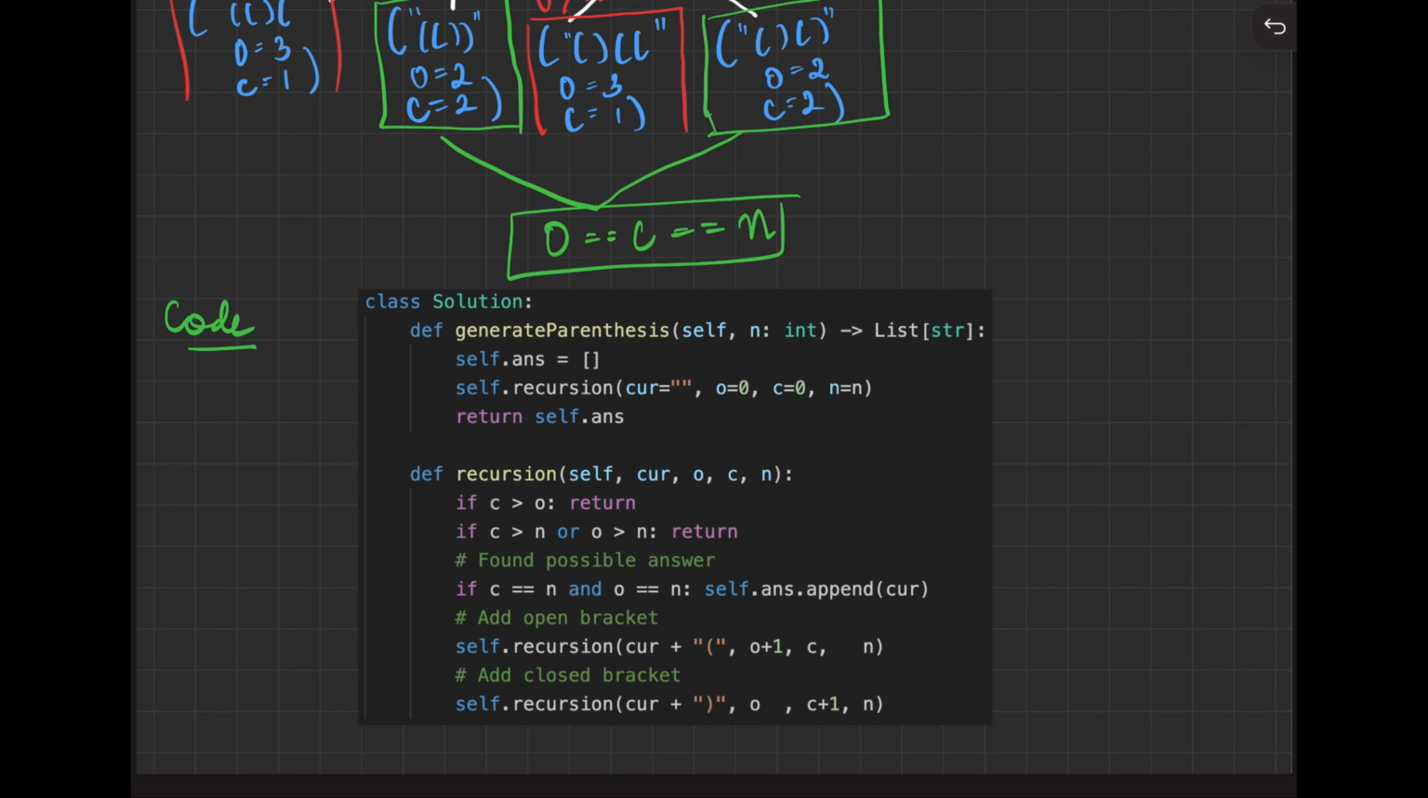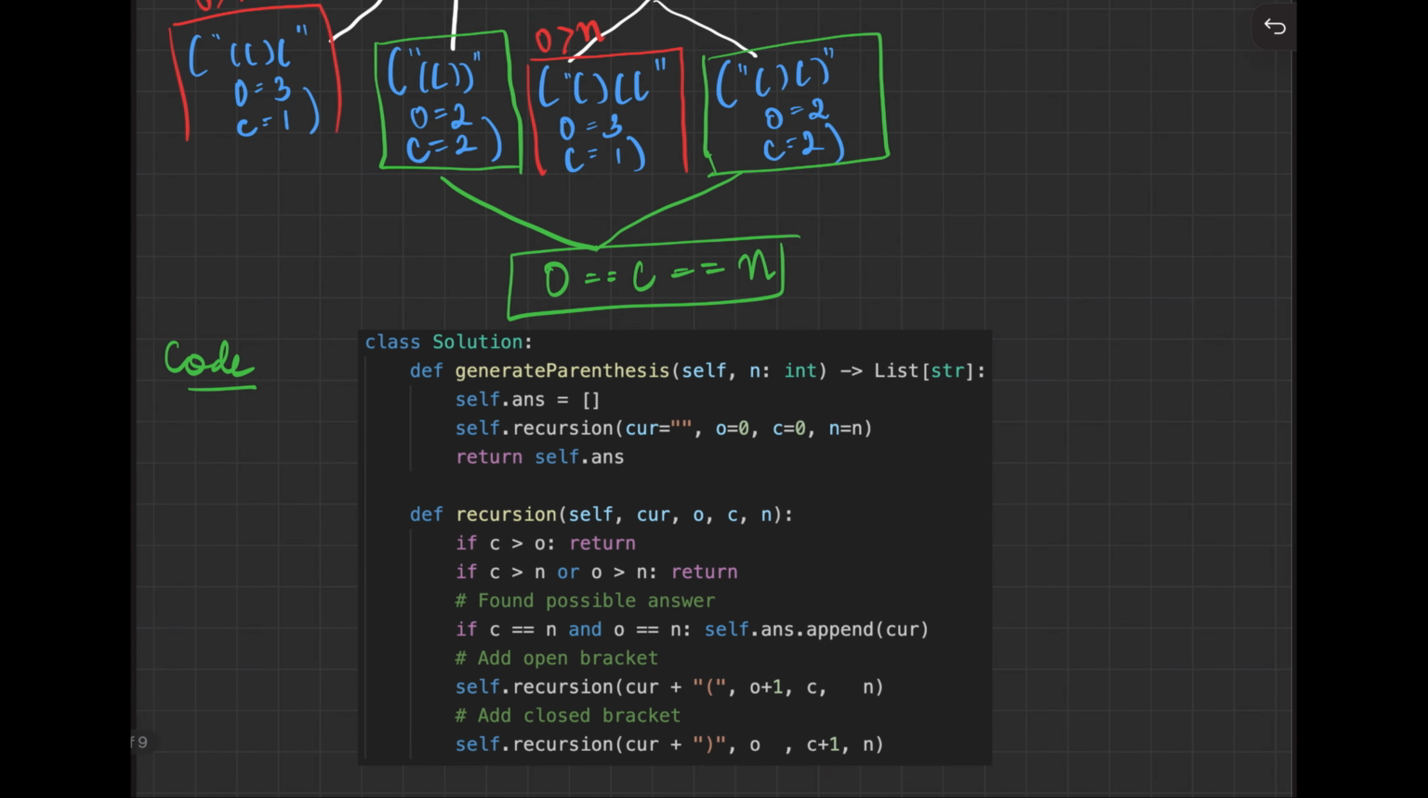The first three statements in the recursion function are our terminal statements, which are the observations that we made at the start of our question. The second two calls are the choices to either add an open brace or a closed brace. So if we add an open bracket, we increment open, and if we add a closed bracket, we just increment close. So it's very similar to our decision tree.